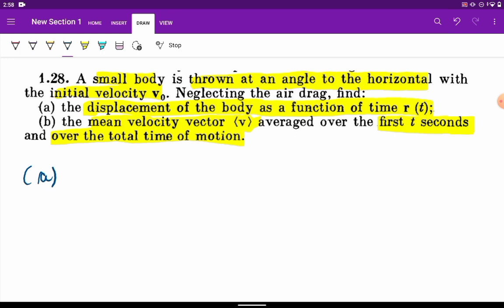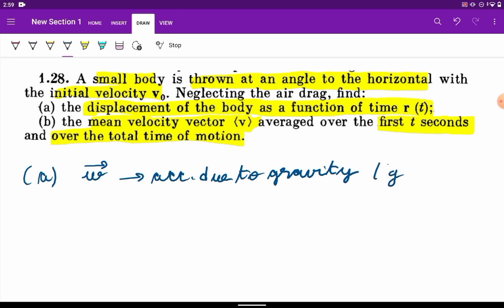Okay, so first of all, the first part is quite simple. It basically asks you the displacement vector of the body, right? So we already know that the acceleration is basically the acceleration due to gravity, w vector, and that we'll represent it by the g vector, right.